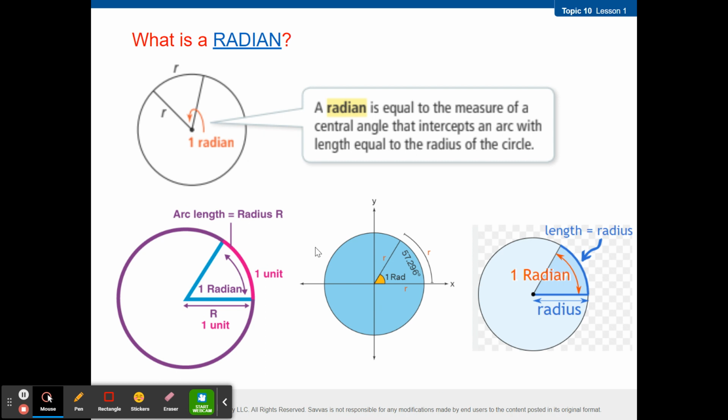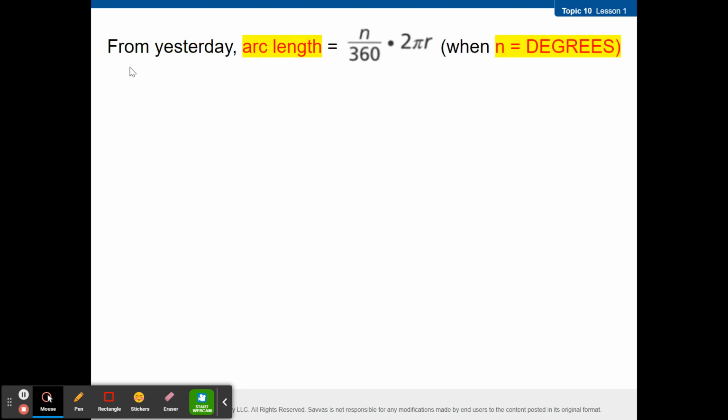So, this is the overall understanding of what a radian is, okay? That central angle or that length is equivalent to the radius. Okay, so remember from yesterday, we did this arc length, n over 360, so n is in degrees, times 2 pi times the radius. Again, this only works when n is in degrees, so we have a central angle in degrees. But now we're dealing with central angles as radians. How do we calculate that arc length?